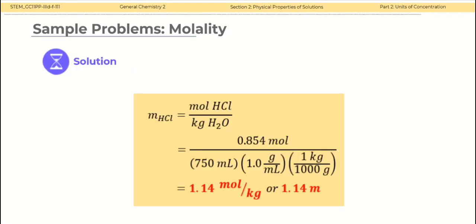Solution. Molality is moles hydrochloric acid divided by kilograms water. The given amount of water is in milliliters. Thus, it must be converted to mass using the given density of water, 1.0 gram per milliliter. The mass of water must be in kilograms. Hence, we use the conversion factor 1 kilogram per 1,000 grams. The molality of the solution is 1.14 moles per kilogram or 1.14 molal.